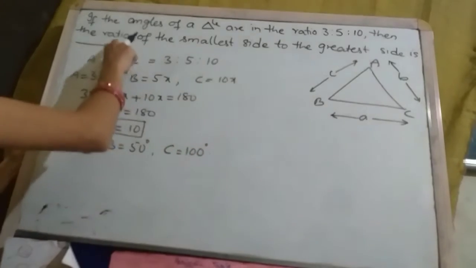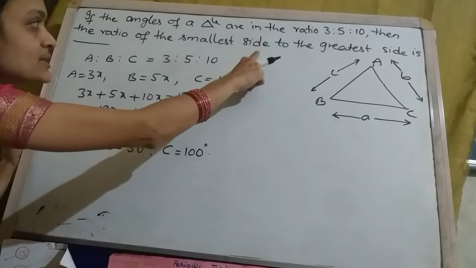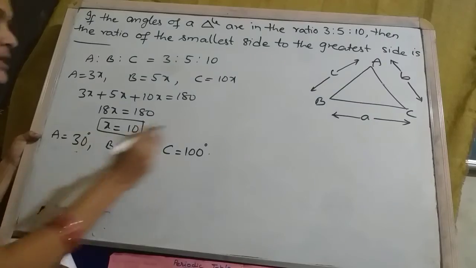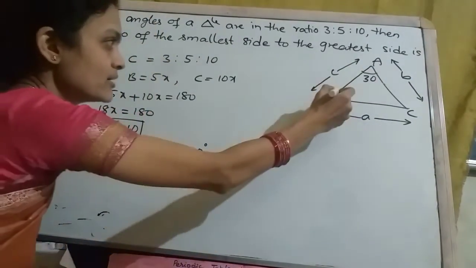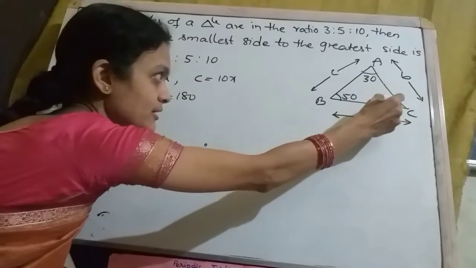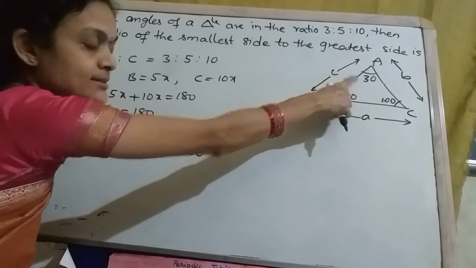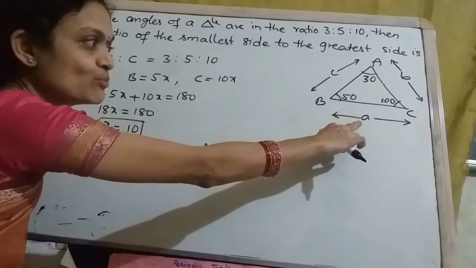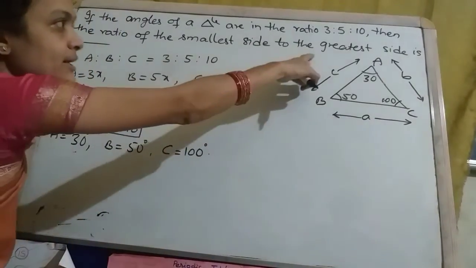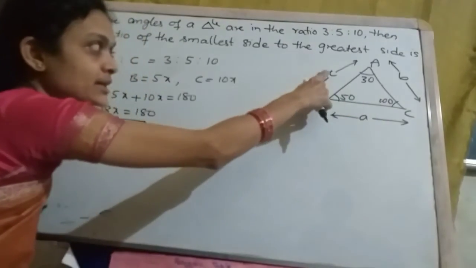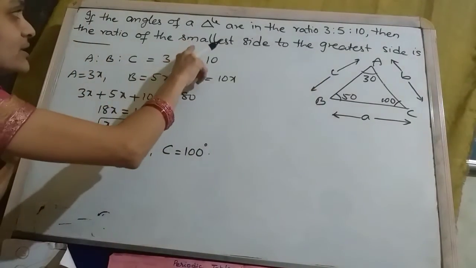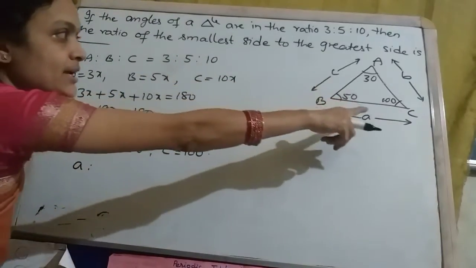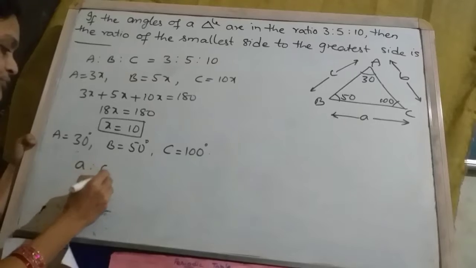Here in the question, the ratio of the smallest side: the angle A is the smallest, the angle is 30 degrees. Here 30 degrees, and angle B is 50 degrees, angle C is 100 degrees. The smallest angle's opposite length is small a. So side a is the smallest, and the greatest side is opposite 100 degrees, and that greatest side is small c. You have to find out this ratio.